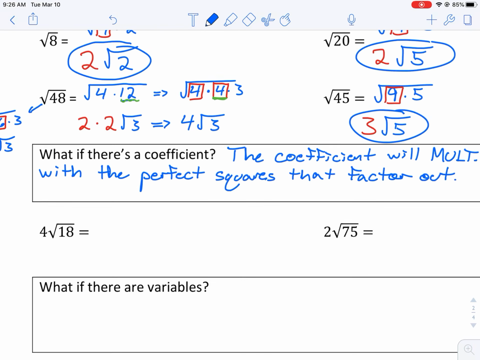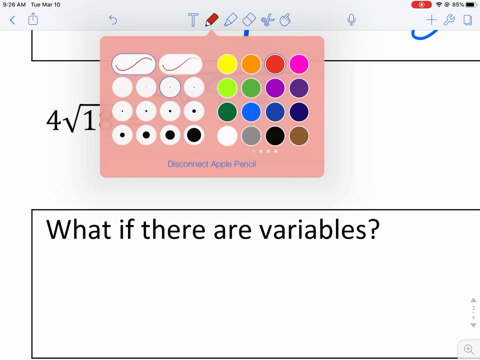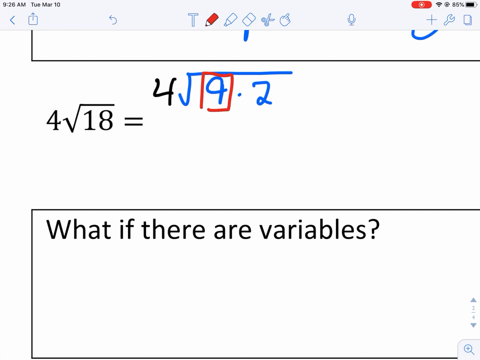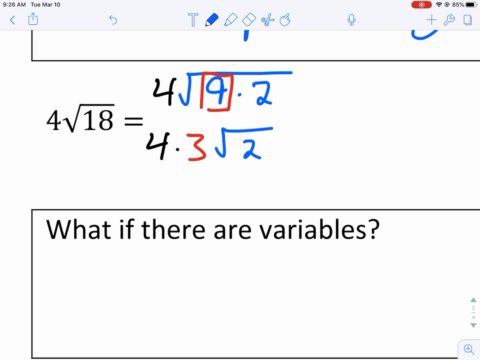This example here of 4 times the square root of 18, that 4 is going to carry through to the end of our problem, but I still have to simplify the square root of 18 like I have been. So square root of 18, I know that's 9 times 2, and then this 4 is still there. Now, the square root of 9 is 3, so that means I have 4 times 3 with the square root of 2 still left. And 4 times 3 gives us 12. So this simplifies to 12 square root of 2.